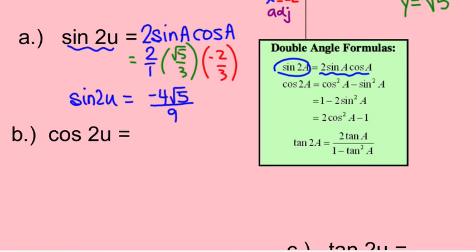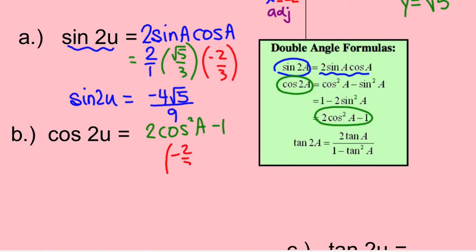Now let's find the cosine of 2u. So we have to choose the appropriate formula. You get 3 choices. The first one, the second one, or the third one. It doesn't matter. So I'm going to just choose this third one here: 2 cosine squared of a minus 1. We're going to go ahead and substitute what the cosine of a is, and that's negative 2/3, but we have to square it. And then it's 2 over 1, and then minus 1.